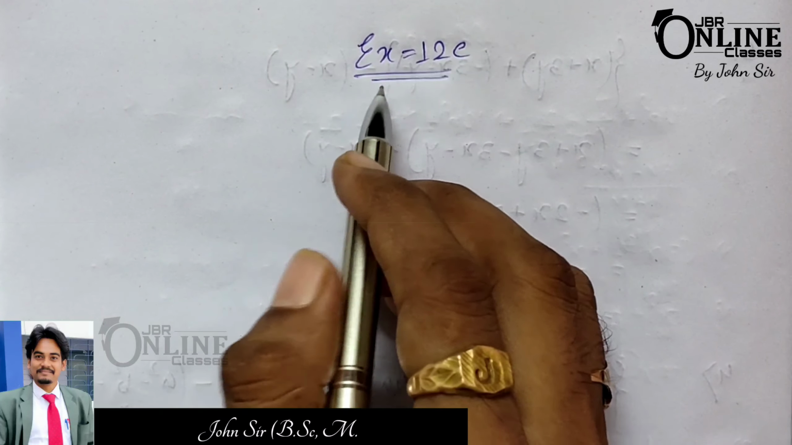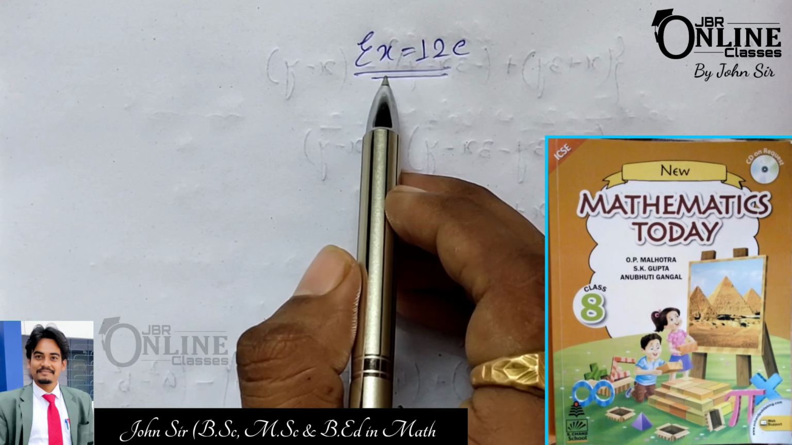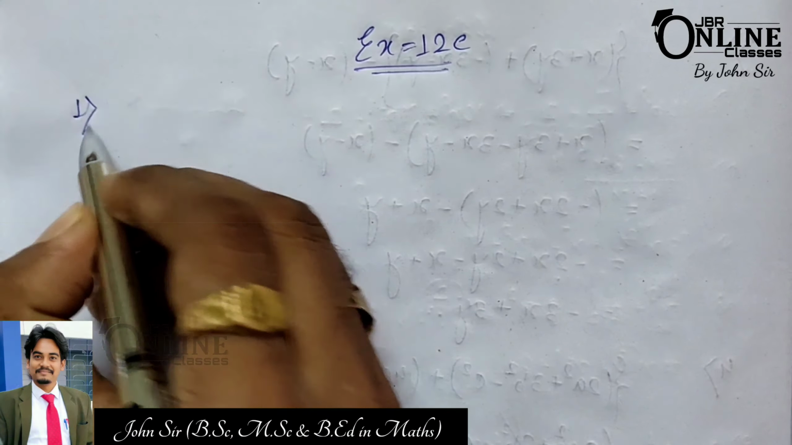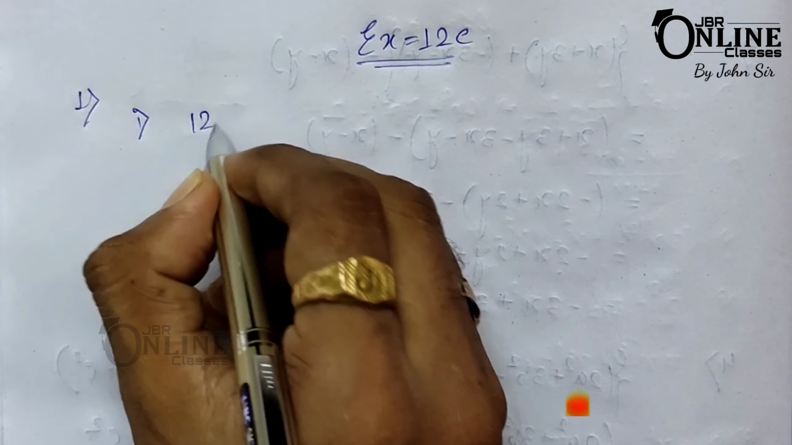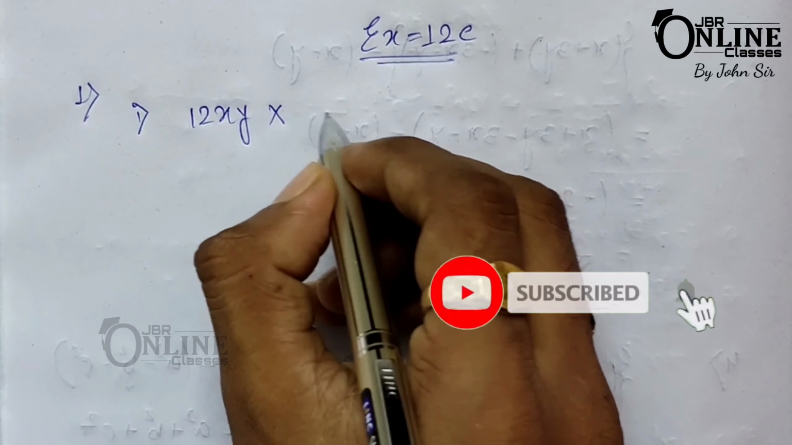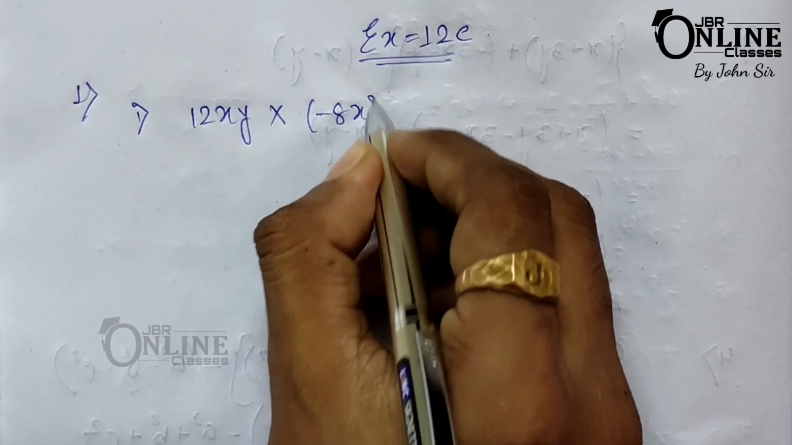Hello everyone, so today I am going to start exercise 12C from the book of S. Chand. So now here first you have to multiply. So first problem here 12xy multiply with minus 8x square.